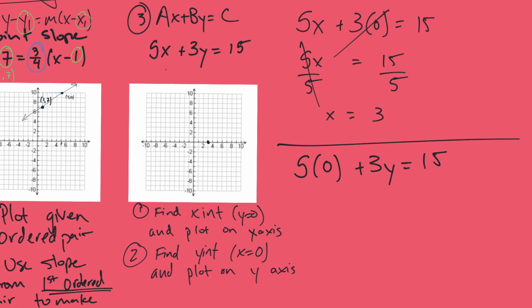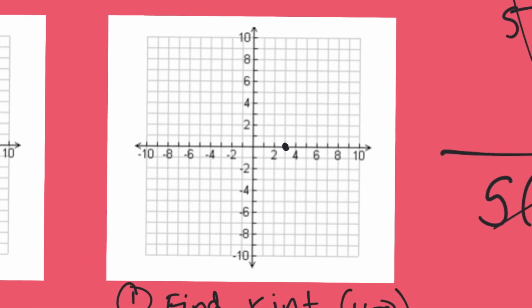So 5 times 0 is 0, plus 3y. In fact, I'm just going to bring down 3y, because 5 times 0 is 0. That is essentially adding 0 to 3y, and that doesn't mean anything. So now I have 3y equals 15. Divide both sides by 3. y must equal 5 when x is 0. So on my graph, I just found the y-intercept was equal to 5. I have 2 ordered pairs, I have 2 points, and I connect them.